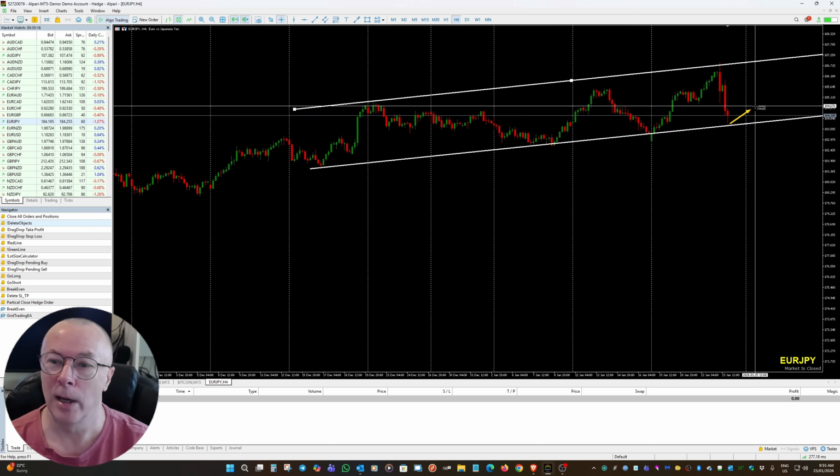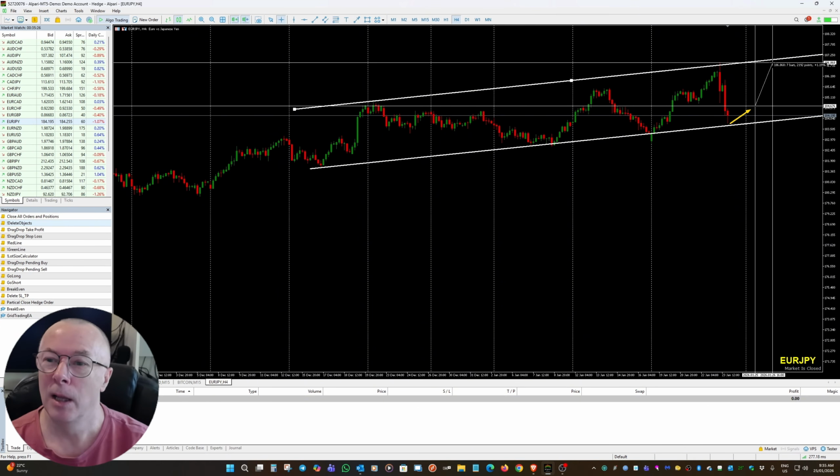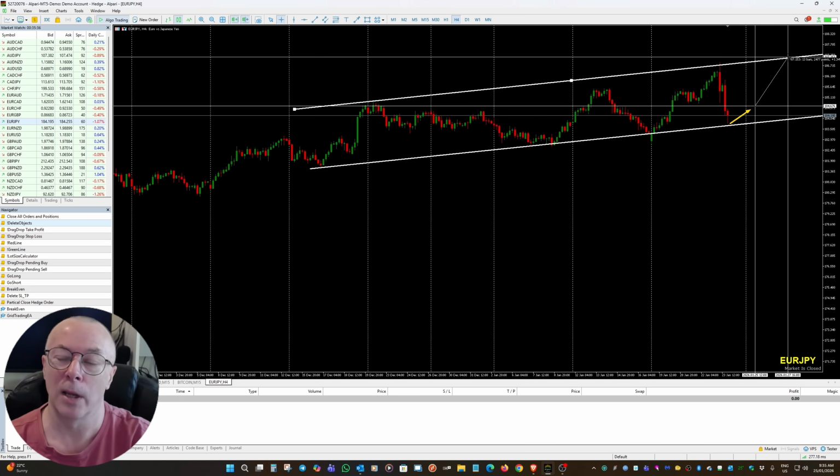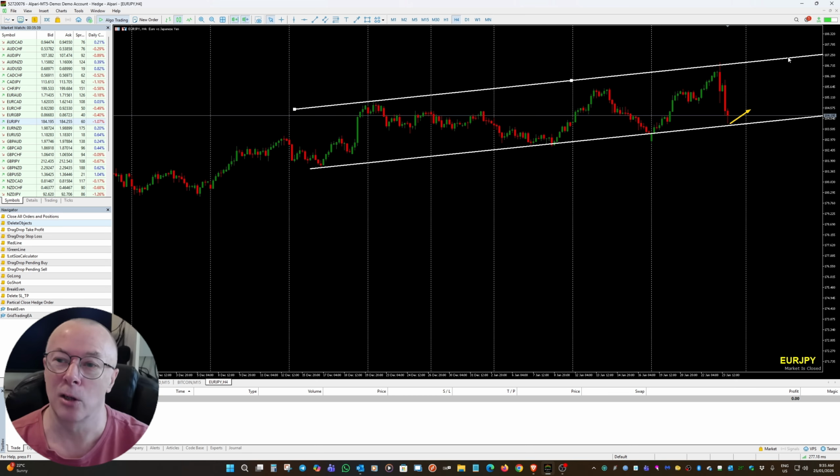Entry being somewhere around here, the stop loss will go below the swing lows, so that's about 100 pips, maybe 110 pips, and the take profit would be somewhere up around this area, so about 240, 250 pips perhaps. So we're looking at at least a 2R trade on that one on the 4-hour chart, and that would probably take a couple of days to play out.